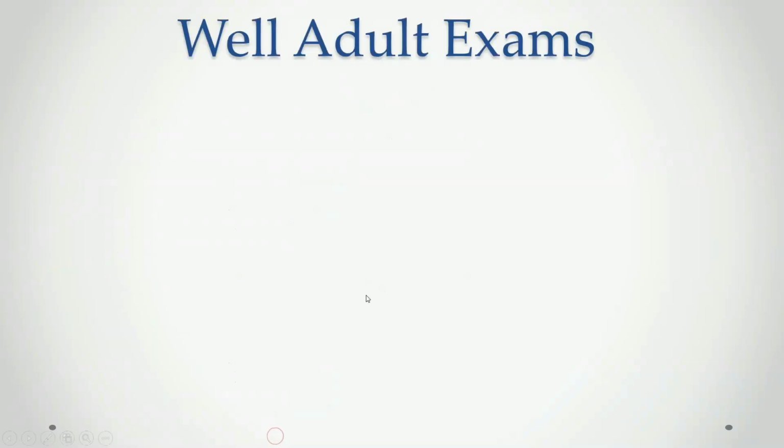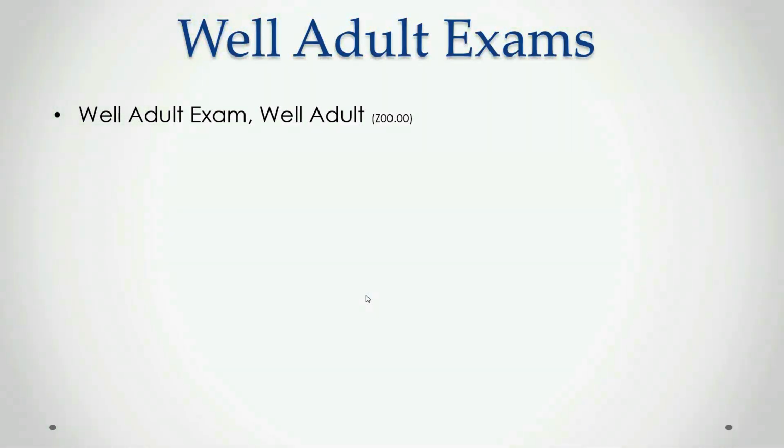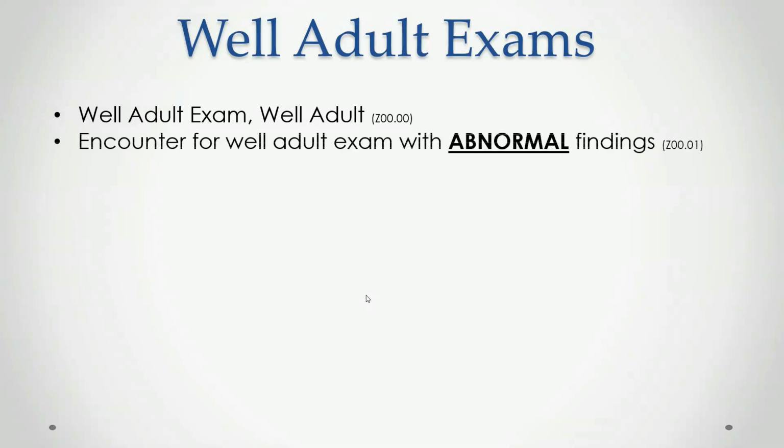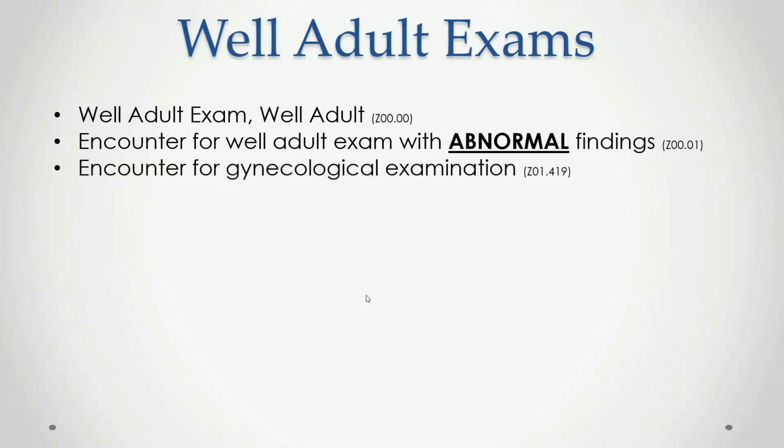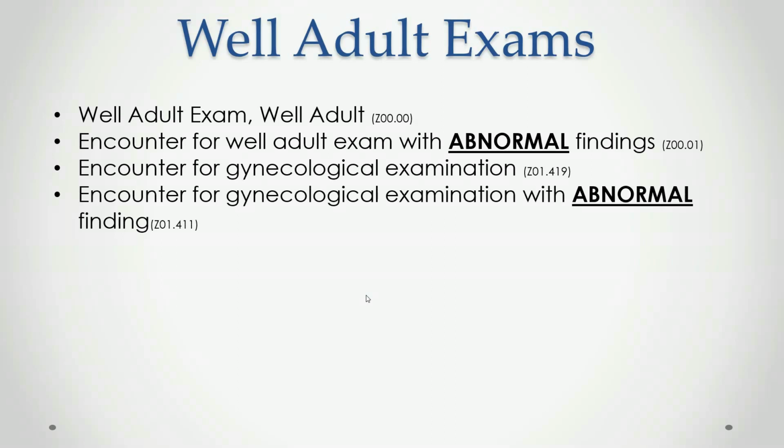So, the last thing I want to focus on is your preventative visits, your well adult exams. Things you want to search for here is just well adult exam, well adult. But just like a well child check, you want to specify if there's something abnormal. So the keyword is encounter for well adult exam with abnormal findings. The reason being is if there's something abnormal in your exam findings, you want to tell that to the payers. Same thing if you're doing a gynecological exam. If there's something abnormal, you want to mention that there is an abnormal finding.